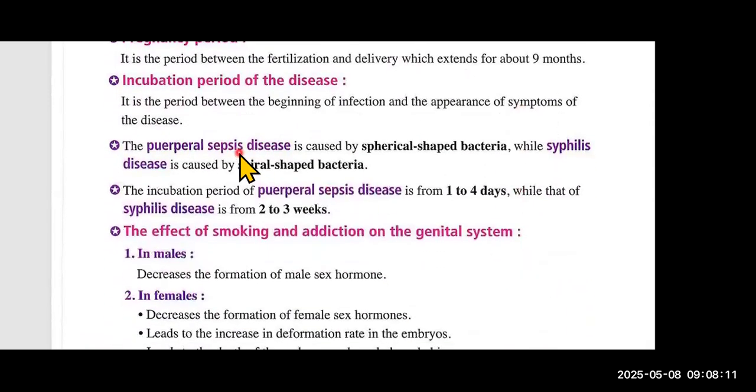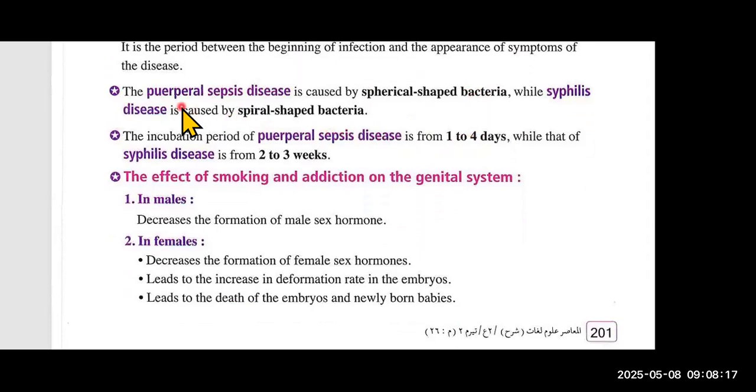Incubation period of disease is the period between the beginning of infection and the appearance of symptoms. Bacterial diseases are caused by spherical-shaped bacteria, like syphilis, or spiral-shaped bacteria. The incubation period, like for the first disease, is from 1 to 4, but for the other it is between 2 and 3.